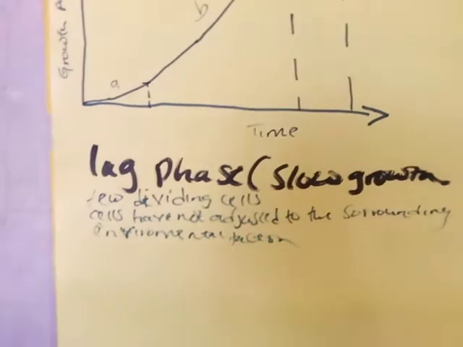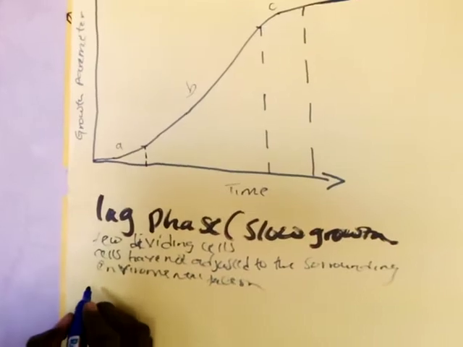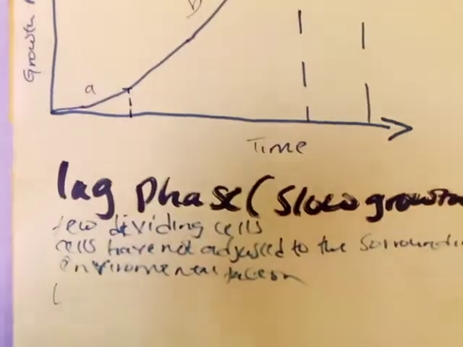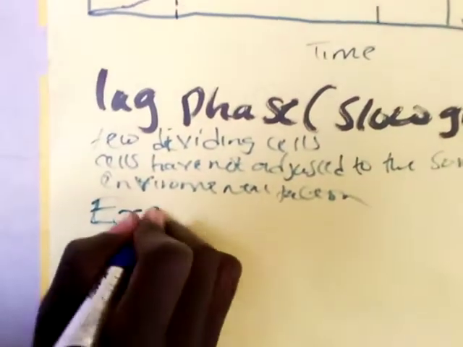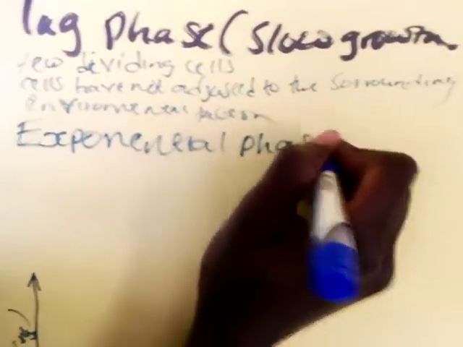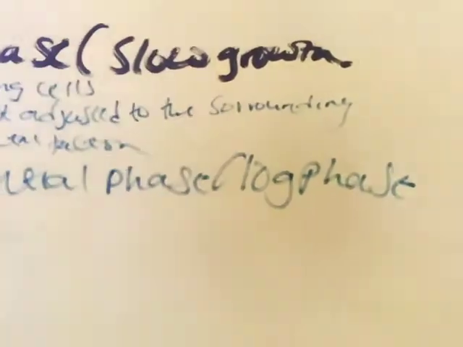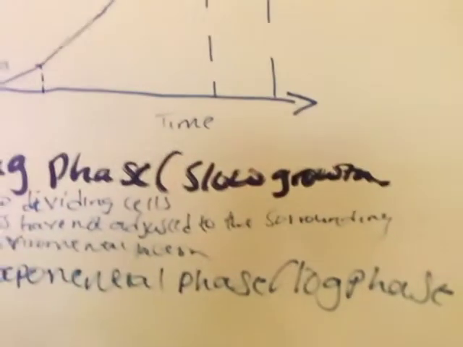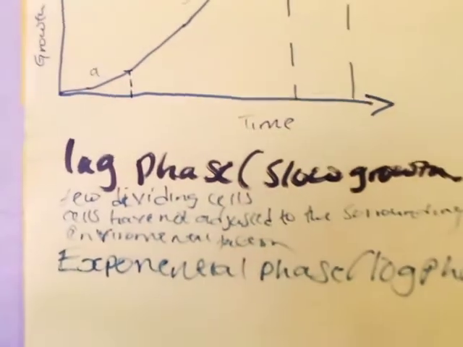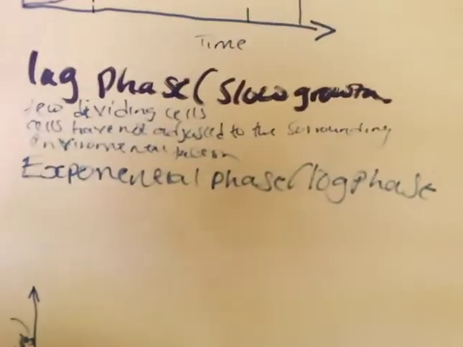Now we move on to another phase, and that is the exponential phase, or what we call log phase. When we look at this type of phase, it is the second phase in which growth is always rapid, and it will always proceed exponentially.